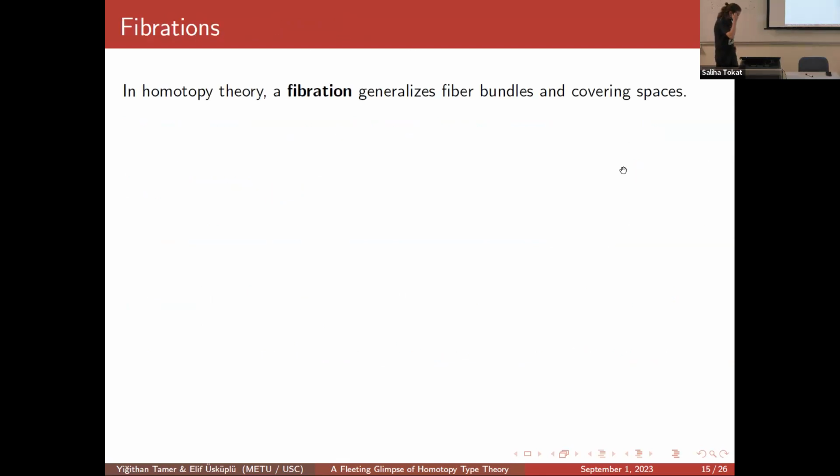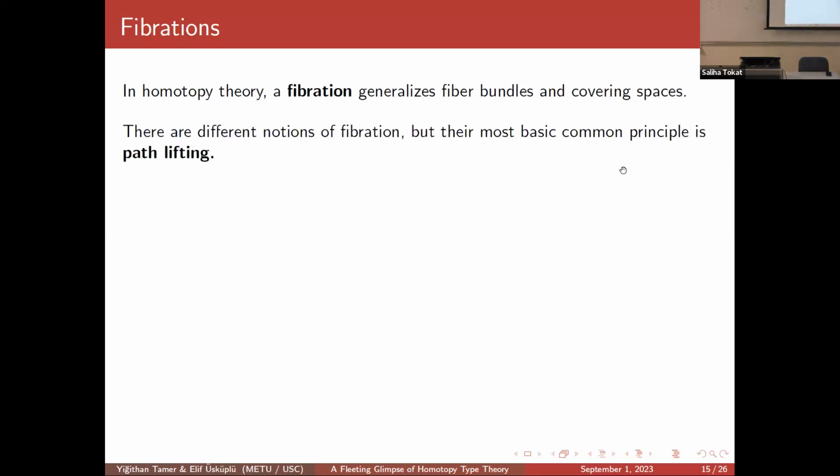Okay, a fibration. In homotopy theory, a fibration has many different definitions, but the most common thing in all those definitions is sort of the lifting property. And so the most common principle is that you can lift paths. So I'm going to give you an example of a fibration.